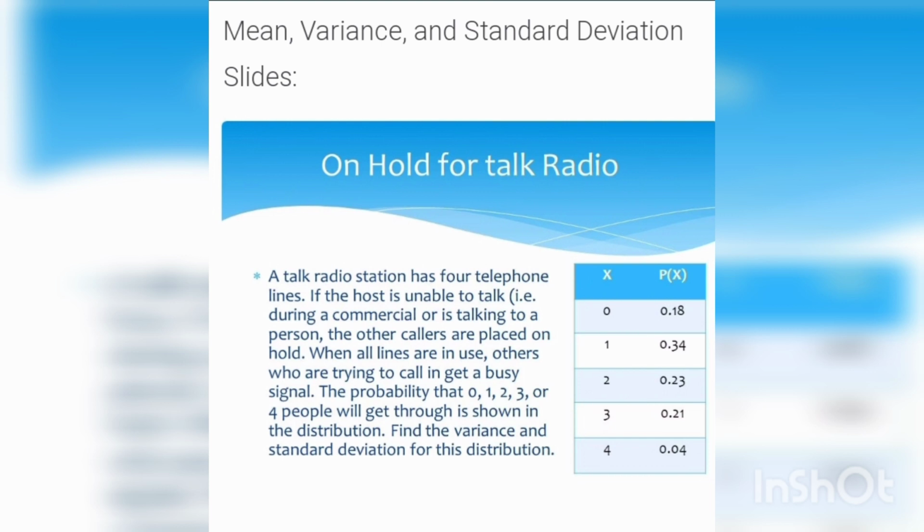So this is the talk radio example. While we are talking, when we call someone, we will get a busy line. So the probabilities of the lines are given for x equal to 0, 1, 2, 3. By the formula of the probability distribution, we can find it out.